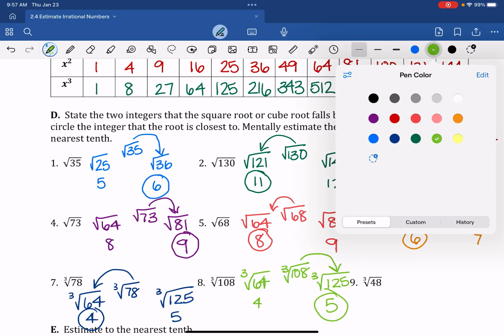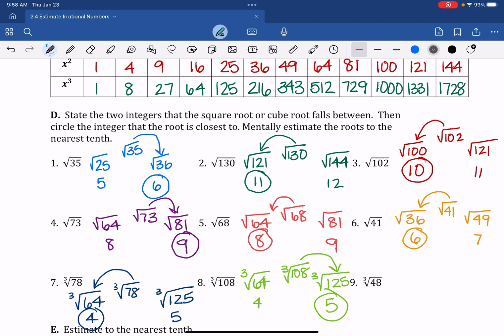Okay, and the last one on this, let's see, the cube root of 48 is in between the cube root of 27 and the cube root of 64, which means my decimal will be in between 3 and 4. And 48 is closer to 64 than it is to 27, so my decimal will be closer to 4.